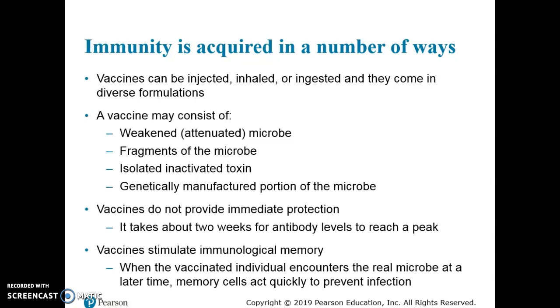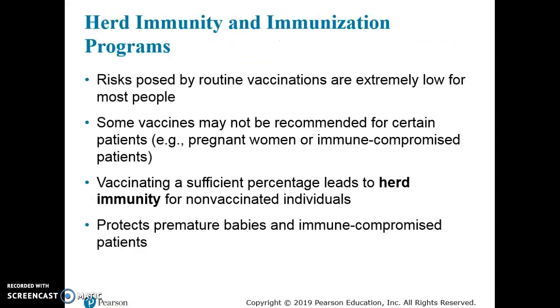So it takes about 2 weeks for antibody levels to reach a peak. All right, so prior to those 2 weeks, after 4 or 5 days, there could be measurable antibody, but it's just going to be kind of low. And it takes a while for that number to peak. All right, and hopefully vaccines will stimulate immunological memory so that, again, if you were to come into contact with a real microbe, then your B cells and T cells would be there ready to go, fully matured and ready to attack the real antigen.